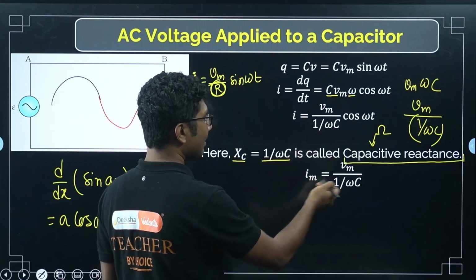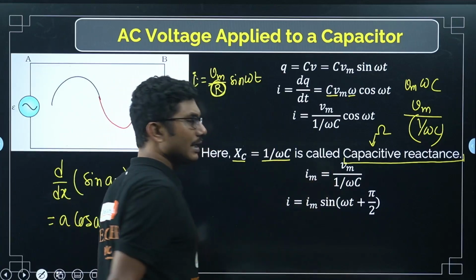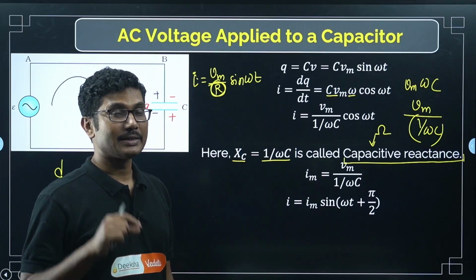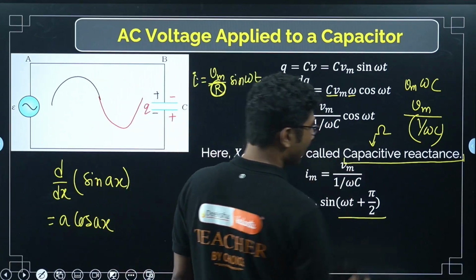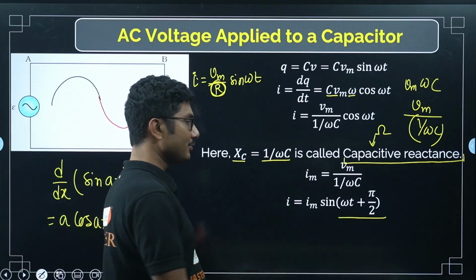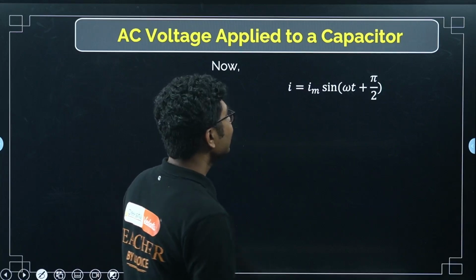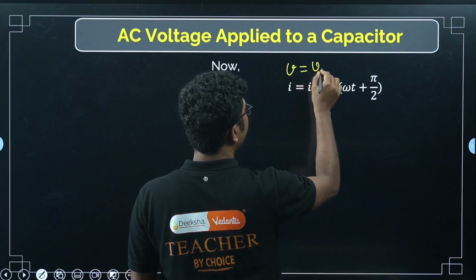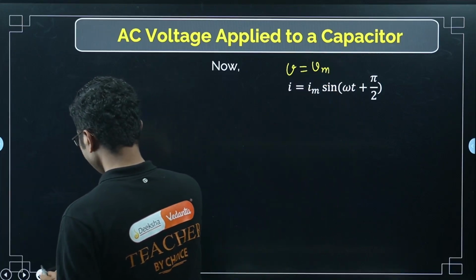Also here Im is basically Vm by 1 by omega c, and we can write current as Im sin omega t plus pi by 2. So in case of minus cos omega t, we have written it as sin omega t minus pi by 2. In case of plus, we can write this as sin omega t plus pi by 2. This is in the second quadrant, where sin is positive, so we have written it like this, right? Now we can write current as Im sin omega t plus pi by 2. Also we know that voltage is Vm sin omega t only.